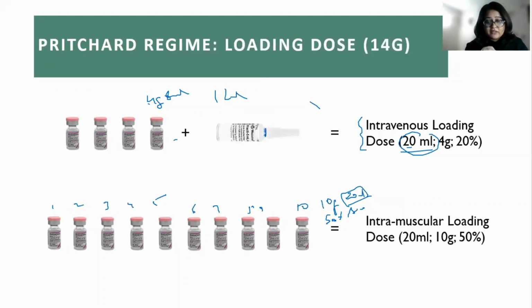Sorry. As I was saying, the loading dose is 20 ml IV and intramuscular is also 20 ml. The only difference is we have to dilute the 4 grams, which we give IV, with 12 ml of saline, and the intramuscular dose, which is 10 grams, is given as the same 20 ml, okay, without diluting, because it is 50% and we need 50%. So this is how we give the loading dose.